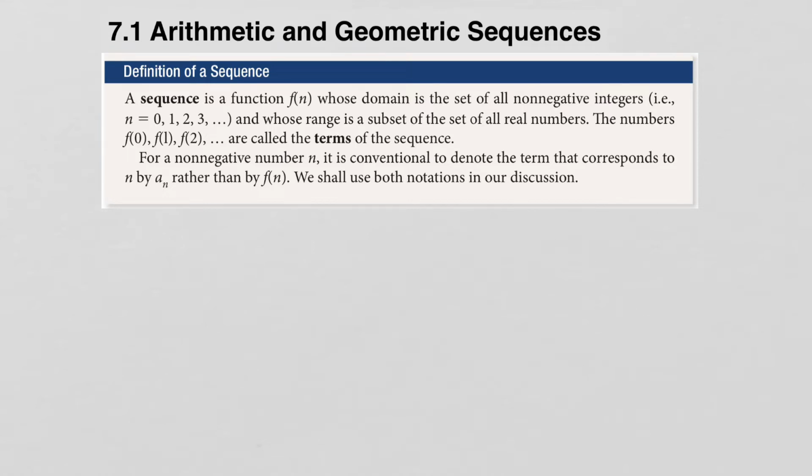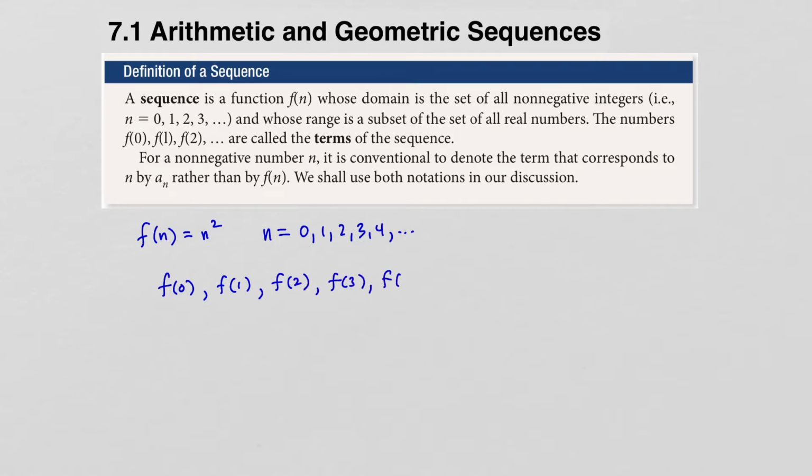So let's start with a very simple example. Suppose I gave you f of n is equal to n squared. This function can represent a sequence, and n is going to be the numbers 0, 1, 2, 3, 4, etc. Let's write down the first several numbers in this sequence. So the first number would be f of 0. The second number will be f of 1. The third number will be f of 2, and we can keep doing this as long as we wish.